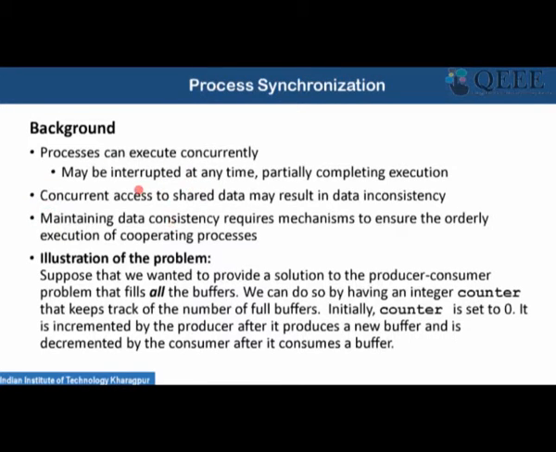Now this concurrent access of shared data sometimes becomes a problem. Assume a simple scenario where multiple processes are going to access a file. One process is writing something in the file and another process is reading from that file. When one process is writing, if another process starts reading from that file, it will not get the updated content.